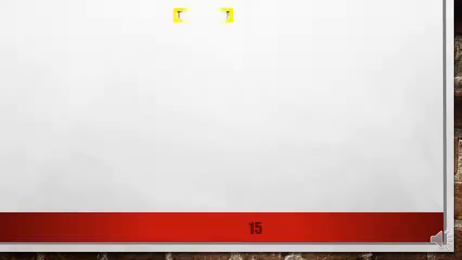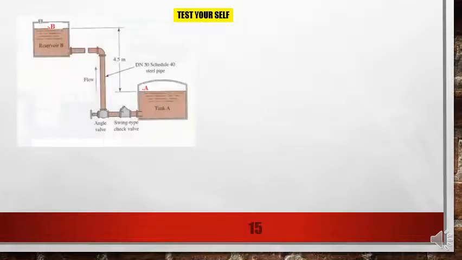Okay, so we come to the end of this chapter. Before we end, let us test ourselves on the knowledge that we have gained along this video. For example, by looking at this system, we want to move liquid from tank A and it flows into reservoir B. So there is a piping system involved from point A to point B.